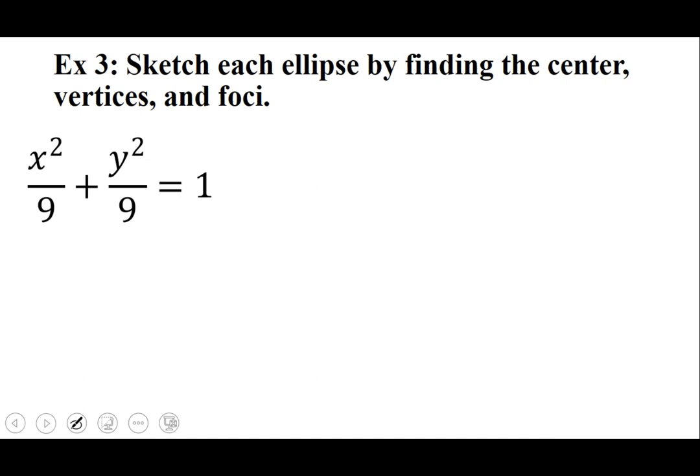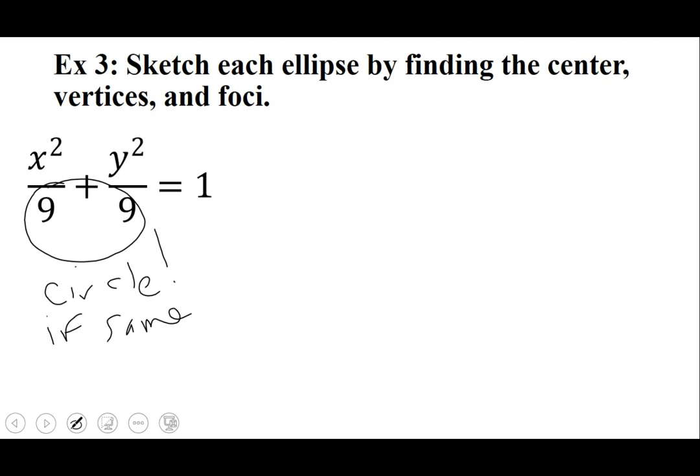Here in example 3, notice that it is already equal to 1. The only way that can happen and have these two numbers be the same is if it's a circle and a circle only. So if you notice that it's a circle, you're going to convert it back to the circle formula that we did last class, and you're going to graph it using those values.